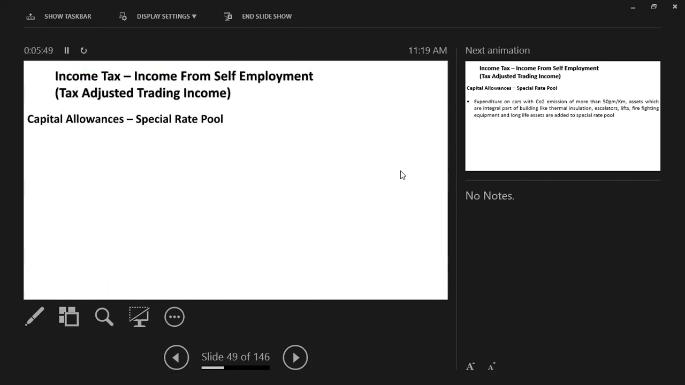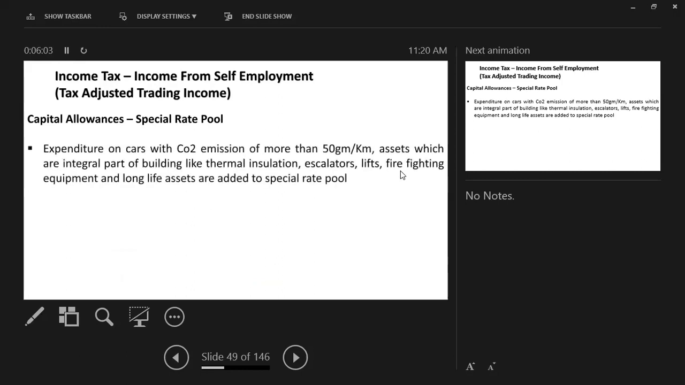Now the heading is special rate capital allowances. We are continuing capital allowances, but the heading is special rate pool. So please give the heading special rate pool. So this is the first point. Please write this point and then we will discuss it.